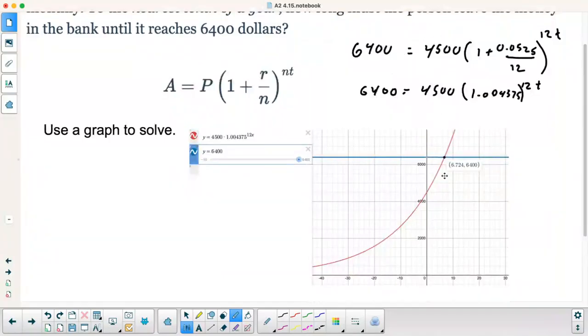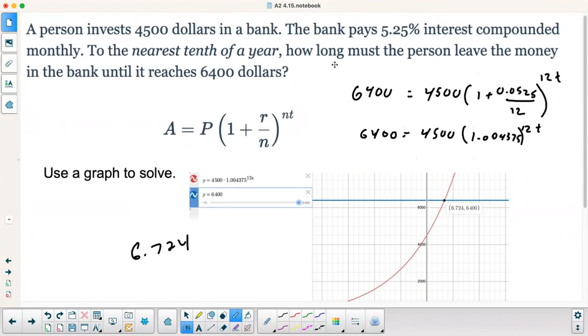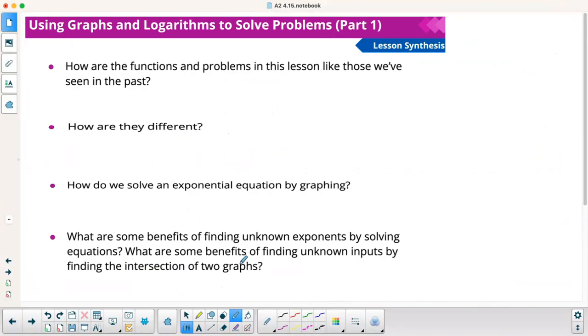So then the intersection point is where they are. So it's 6.724. And what was it? Years? To the nearest tenth of a year. So to the nearest tenth, I would say 6.7 years. Okay. All right. How are the functions and problems in this lesson like those we've seen in the past?